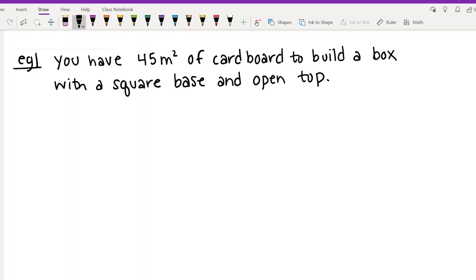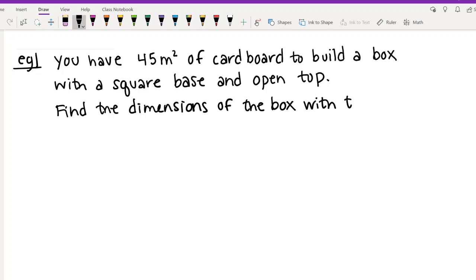So the question is, find the dimensions of the box with the largest possible volume. So we want to see, given the amount of cardboard we have, what is the biggest box that we can build if that box has a square base and an open top.